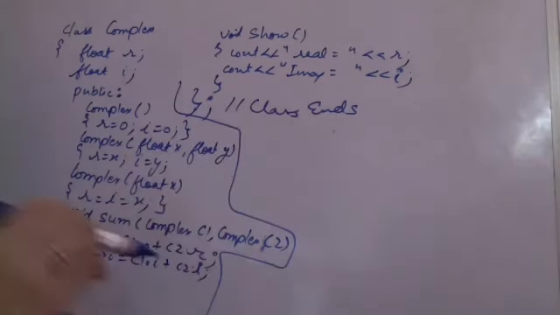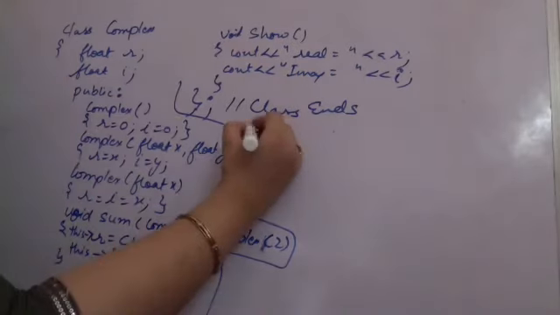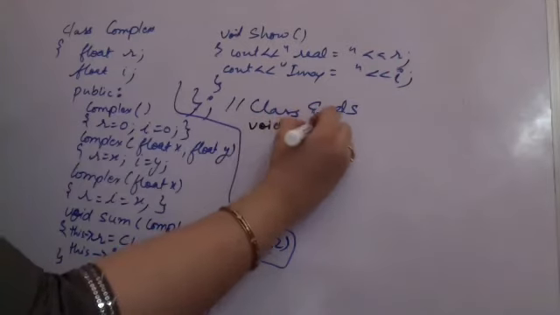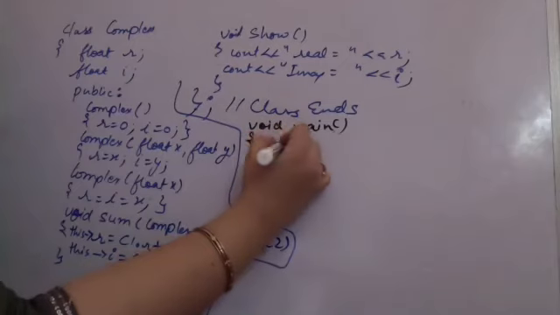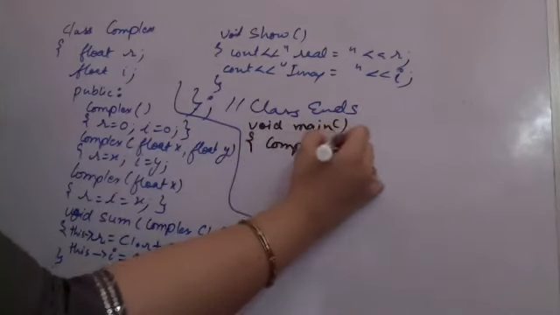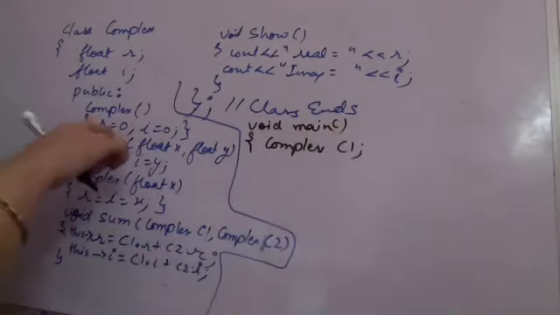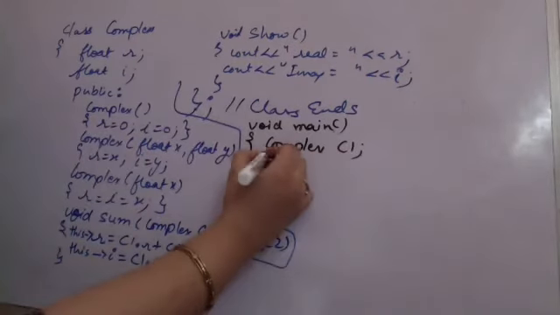Now you will be having your main that will be calling the constructors, and that will be using, and that will be summing the objects. So let's see what happens. I'm having my main. Within my main, I'm creating the objects of the class complex. So I'm creating complex C1. Now C1 is calling the default constructor.